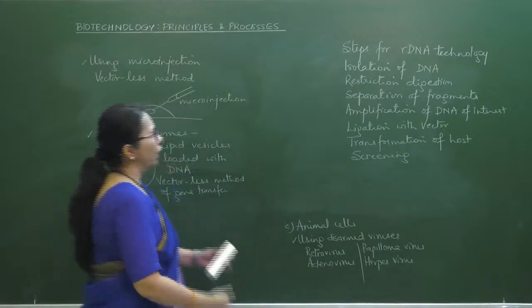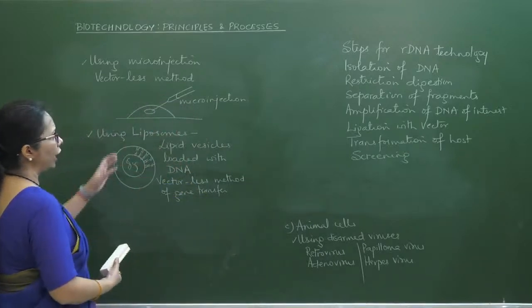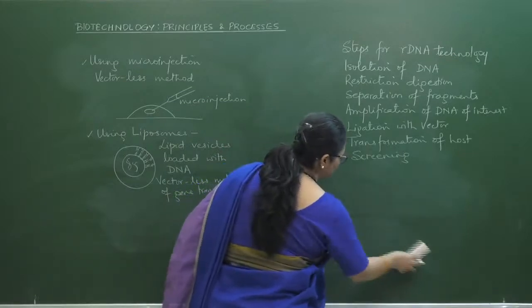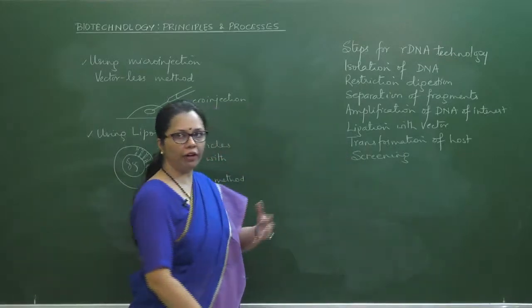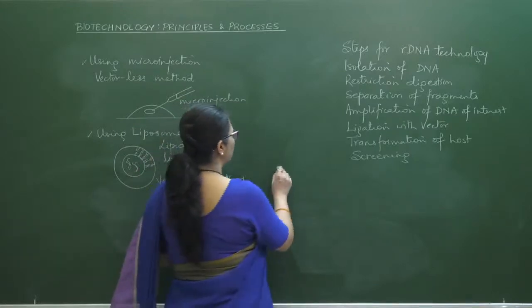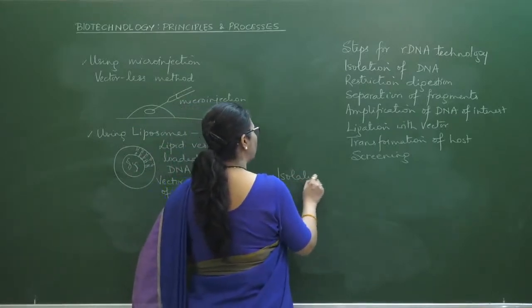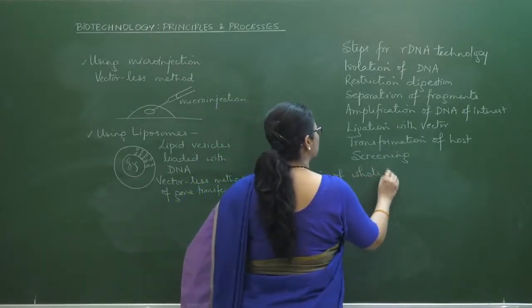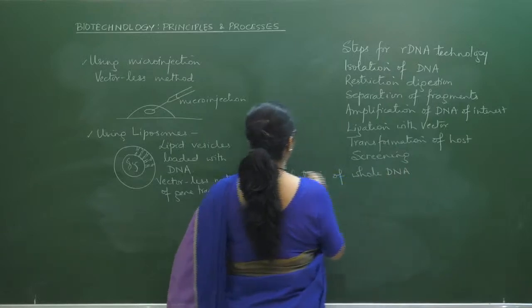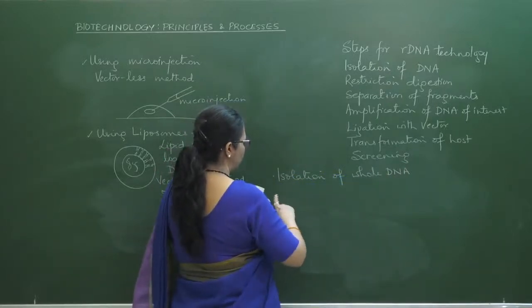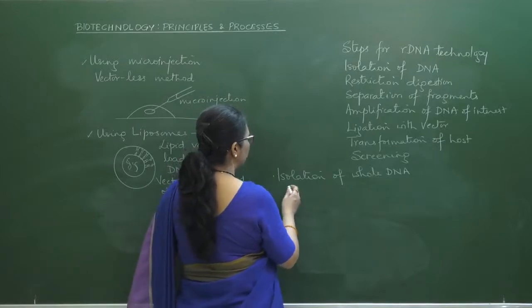Okay, so let us start with isolation of whole DNA. So first step. Now in this step, the first thing to be done is that we have to break open the cell because the DNA is inside the cell. So the first one, as I said, is isolation of whole DNA. In this, the target cells need to be broken open.